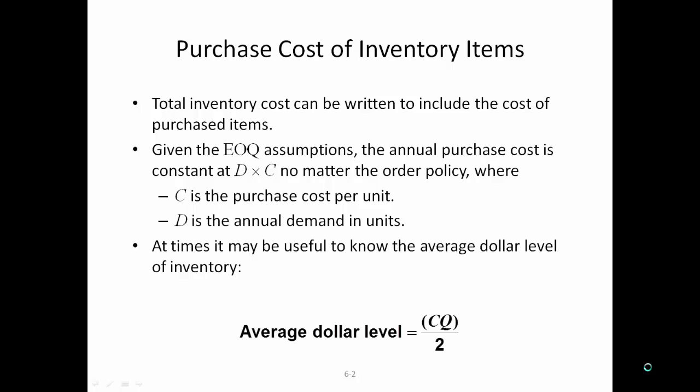At delivery times, we may want to know the average dollar level of the inventory. Here the average dollar level is equal to the cost per unit times the quantity that we need to order, divided by 2.